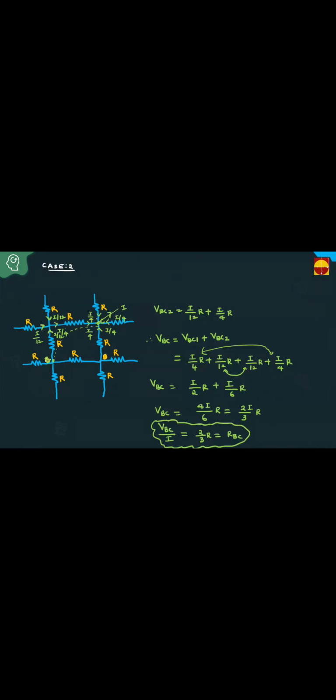4 resistors. That's why I by 4, I by 4, I by 4. I by 4 means what are the currents entering at this node? I by 12, I by 12, I by 12. Then only it is I by 4. Then it is I by 2. What is the current here? I by 2.